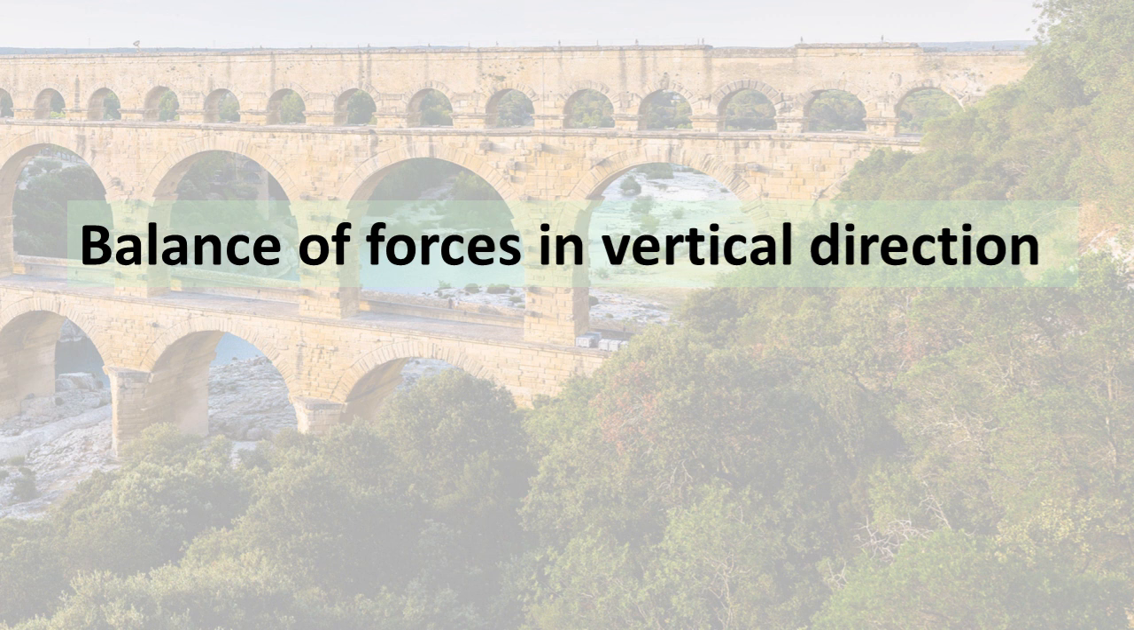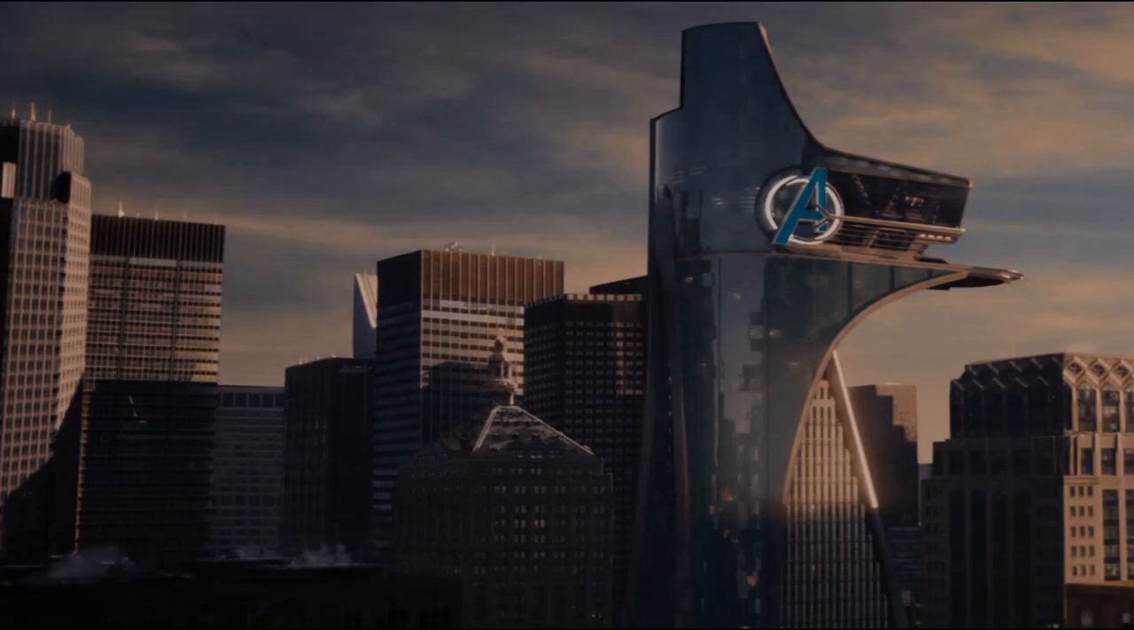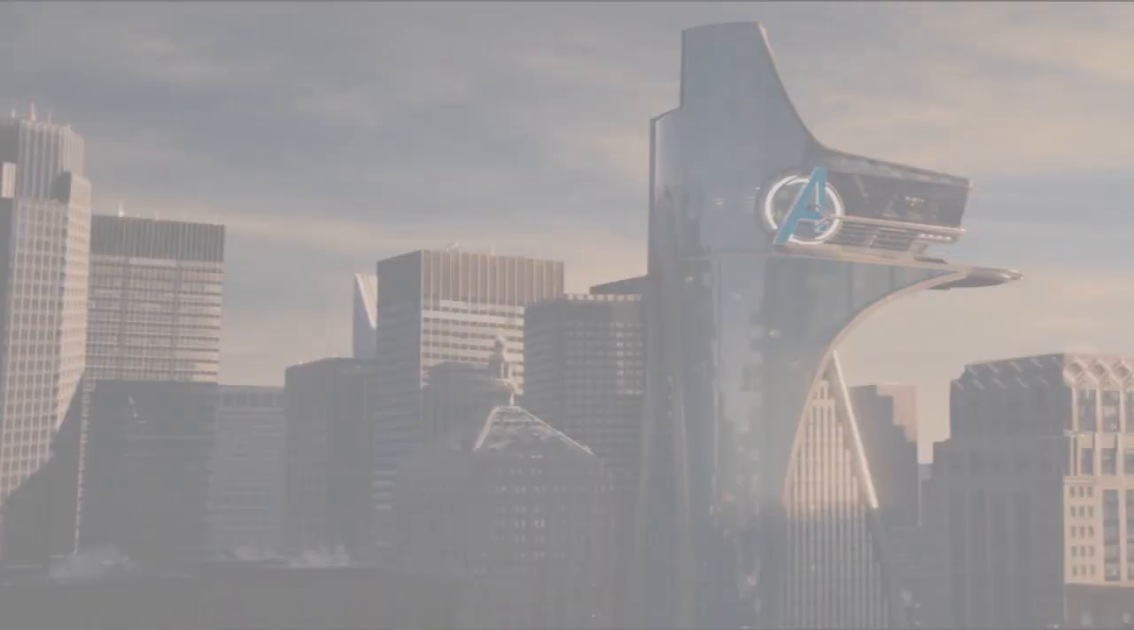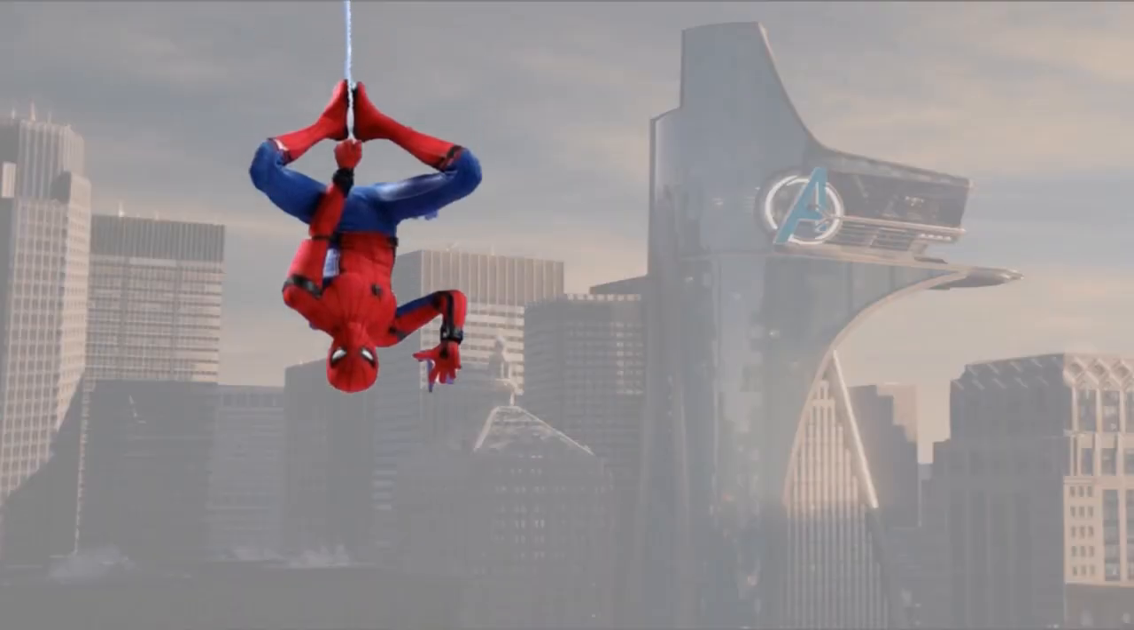Balance of forces in vertical direction. Here is an example. When Spider-Man is hanging in the air in static condition, there are two forces acting on him. The first force is the gravitational force, his weight, pulling him downward. Another force is the contact force from a wire, pulling him upward.